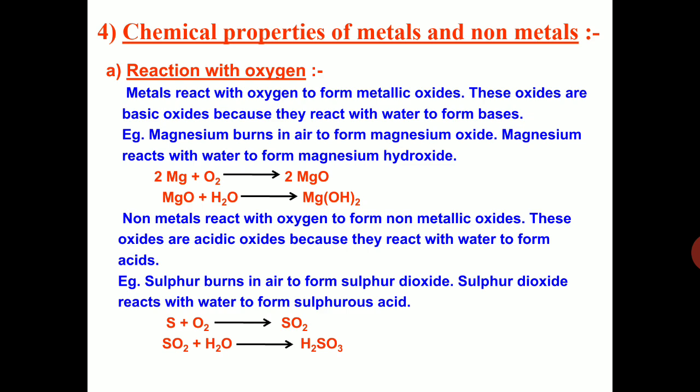Non-metals also react with oxygen to form non-metallic oxides, but these oxides are acidic oxides because they react with water to form acids. For example, sulfur is a non-metal. It reacts with oxygen to form sulfur dioxide. S plus O2 gives SO2. Here sulfur reacts with oxygen to form sulfur dioxide. Further, sulfur dioxide reacts with water to form sulfurous acid. The formula of sulfurous acid is H2SO3.